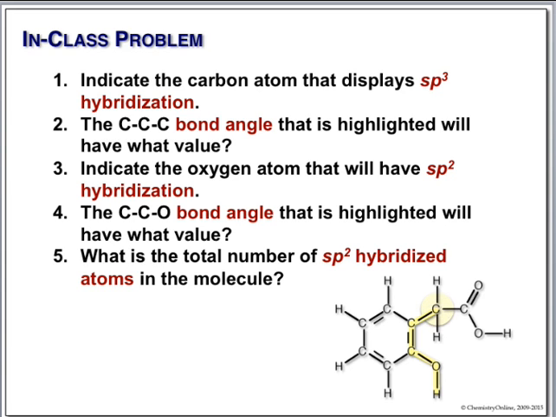Our next problem, the C-C-C bond angle. So we're dealing with this one, this one, this one. What's the angle? Going boom, boom, and boom. Yeah, you gotta look at this. This is a carbon-carbon double bond, isn't it? So this is trigonal, a 120-degree bond angle.